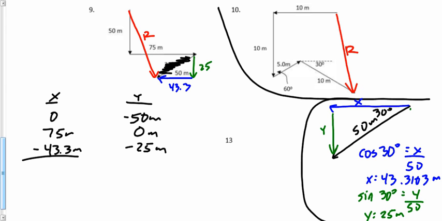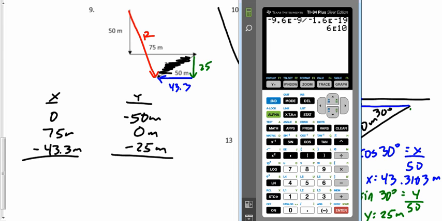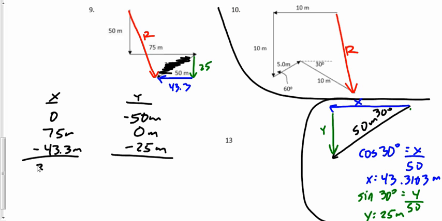So now we add these up, the x's and the y's. 0 plus 75 subtract 43.3 gives me what? Uh, 75 minus 43 should be 43.3103, right? Gives me 31.6897. And this one's going to give me negative 75. What do I do with it now? Same as question number 7. What am I going to do with this now?